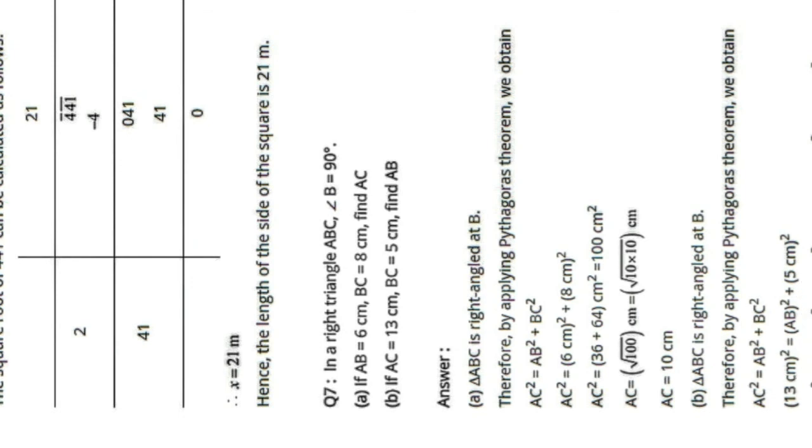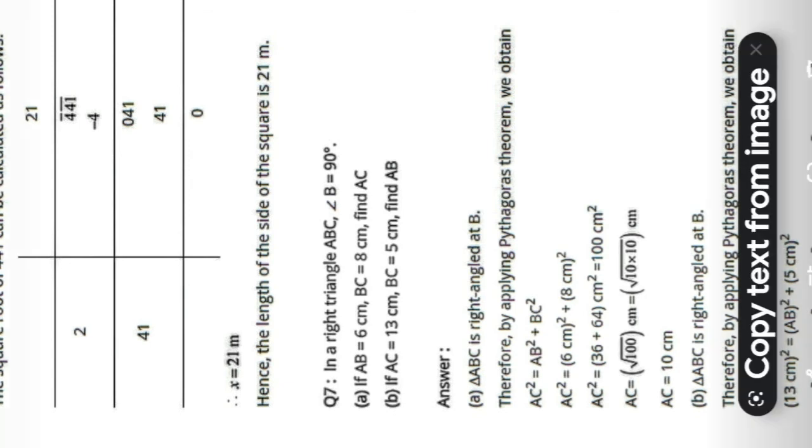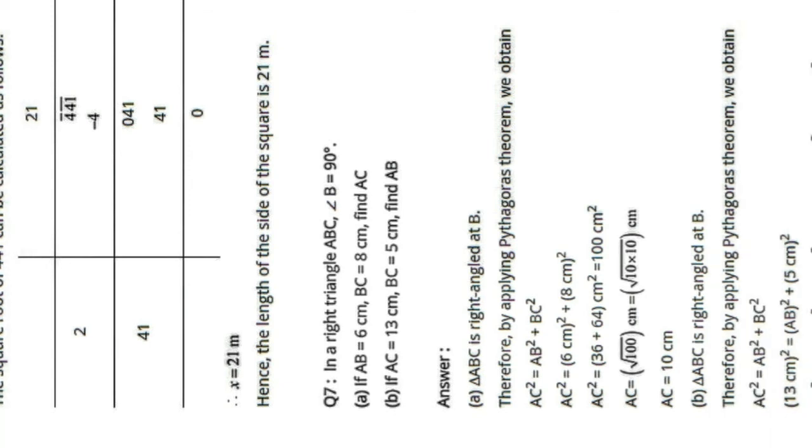So AB square equal to 13 square minus 5 square, which is 169 minus 25, equal to 144 centimeter square. Now AB equal to root 144 equal to square root of 12 into 12. 144 means 12 into 12. So AB is equal to 12 centimeter.